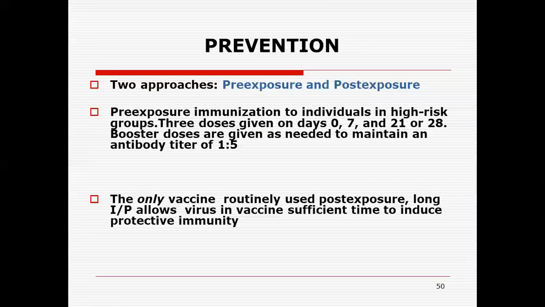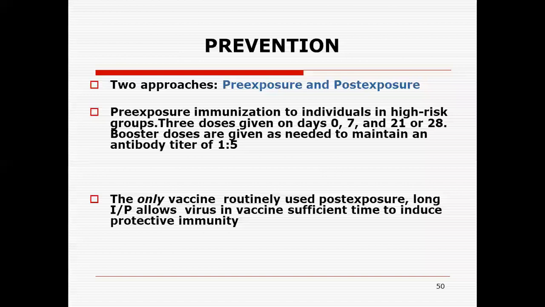Now, pre-exposure immunization is important. The high-risk individual group must be pre-immunized. There are 3 doses to be given at day 0, day 7, and day 21, or we can also go for 28 days. Booster doses are given as needed to maintain an antibody titer of 1 in 5. The only vaccine routinely used post-exposure works because of the long incubation period of the virus, giving the vaccine sufficient time to induce immunity.